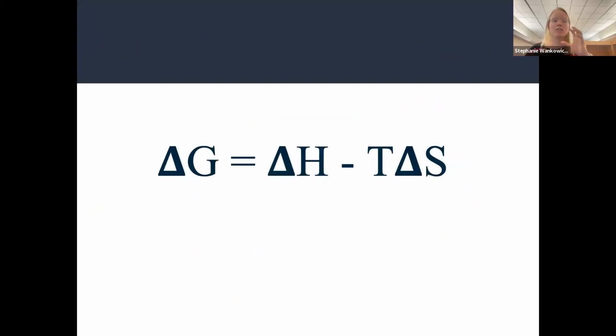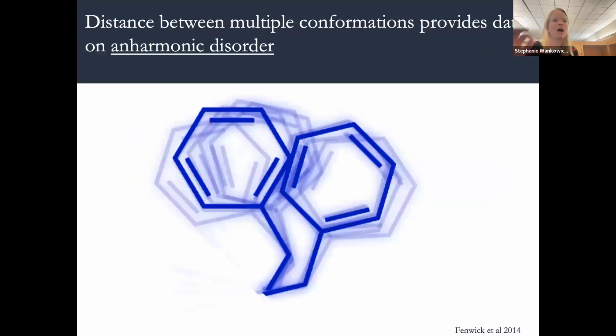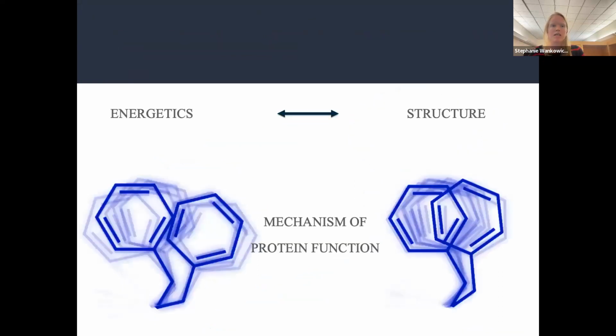And this would really be able to explain both this delta H, the enthalpic interactions, but also the delta S. And so what we can do is take multi-conformer models and actually quantify the conformational entropy. Because the data that we have is now much better encoded, we can look at the harmonic disorder, so the distance between the two conformations, but we can also look at the harmonic disorder, which is the disorder within a single conformation. And so now we have this information where we can get quantitative estimates of energy, and we can get information about structure, and can we get more information about the mechanisms of protein function.